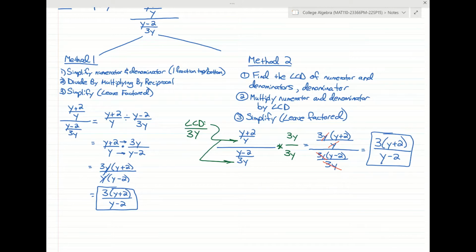What do you guys think? How many of you like the first technique better? Yeah. What about the second technique? So at least you have two ways to get to the answer now.